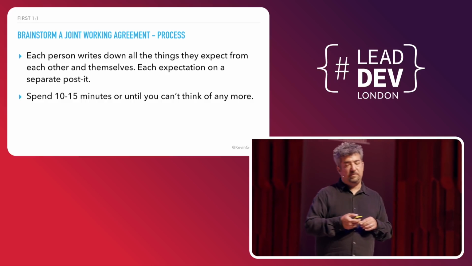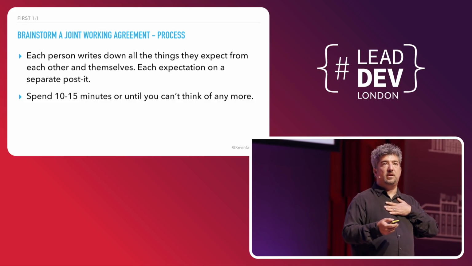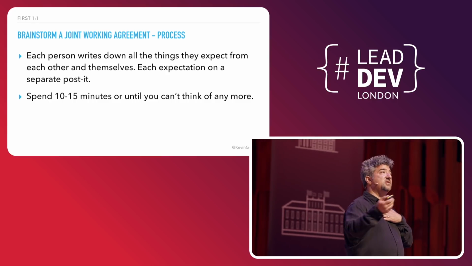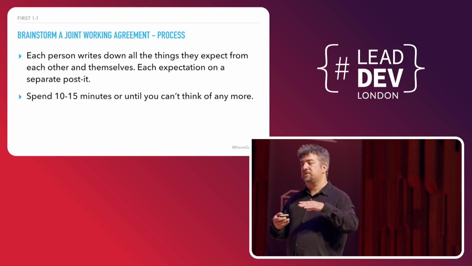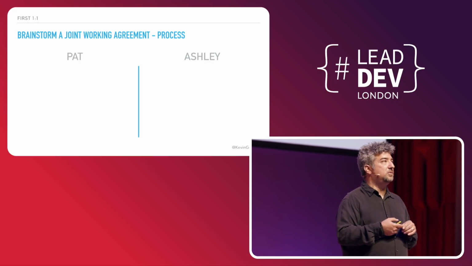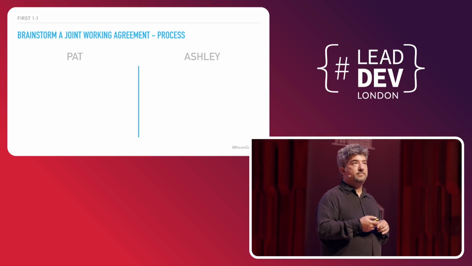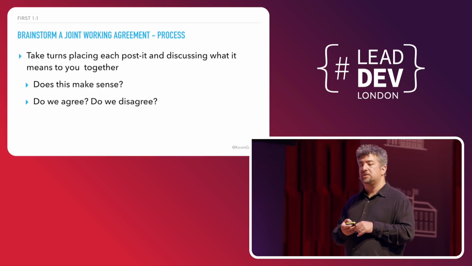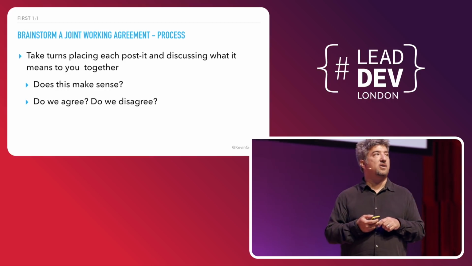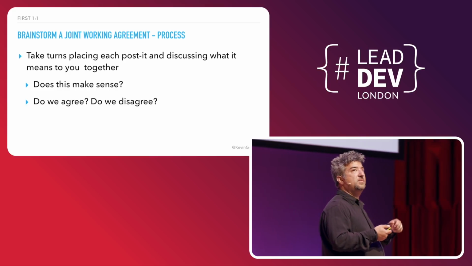You spend 10 or 15 minutes, or till you run out of things, silently thinking of your expectations on yourself, your expectations on them. They give you their expectations on you and their expectations on themselves. So at the end of this, you have 4 little piles of Post-it notes. Then you make 2 columns or 2 groups on the table, one for you and one for them. Then you take turns. You pick up a Post-it. You say, I expect you to be on time for all of our team meetings. Does this make sense? Do we agree upon this? Is there any question about what this is?